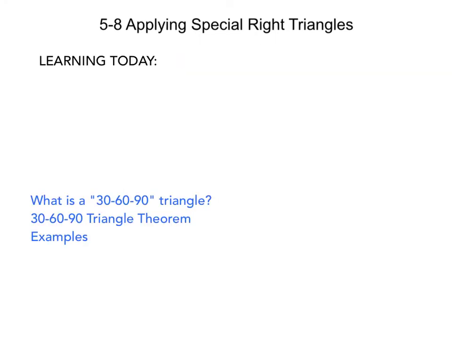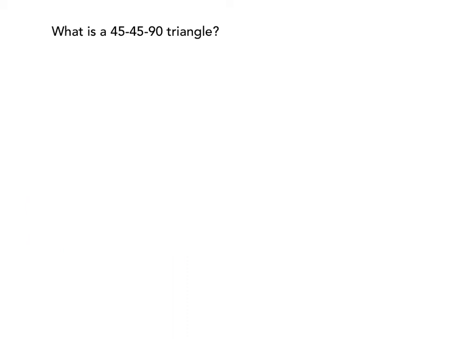So what are we going to learn today? We're first going to start off with a 45, 45, 90 triangle, and then go on to the theorem and then an example. Then we're going to talk about a 30, 60, 90 triangle, a theorem, and example. So there's two theorems and two different types of triangles we're going to talk about today. So what is a 45, 45, 90 triangle?